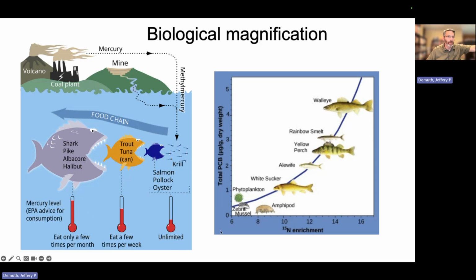PCBs, not just marine environments. That's why I left this graph in. They accumulate in freshwater habitats as well, right? Zebra mussels, these are like freshwater clams. And then as you go up the food chain to these top level fish, eating walleye, you're going to eat a not insignificant amount of PCBs. Probably shouldn't be eating that every day.